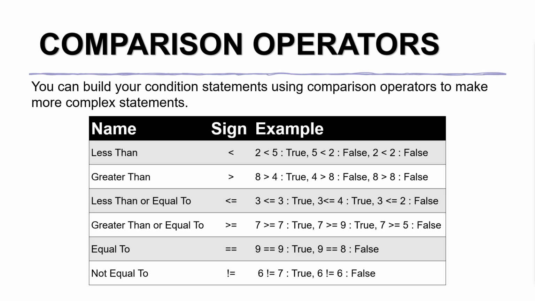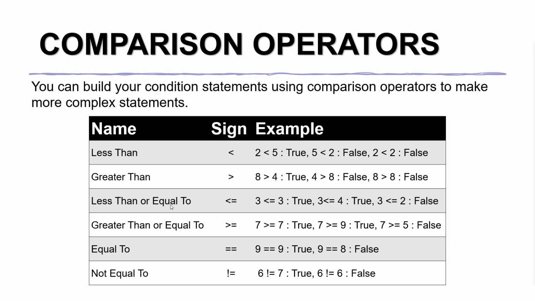Some of these might be a little bit different than what you're used to. So we have less than, which means if one number is less than the other. Greater than, if the first number is greater than the other. Less than or equal to, which checks to see if it's either less than or the same. Greater than or equal to, which means it's either larger than the number on the right or equal to. Equal to, which means that they are exactly the same.